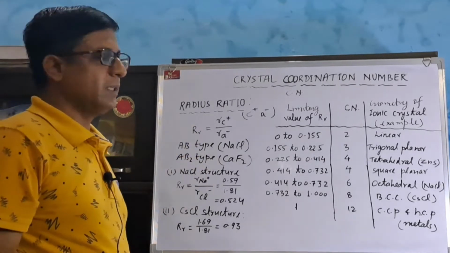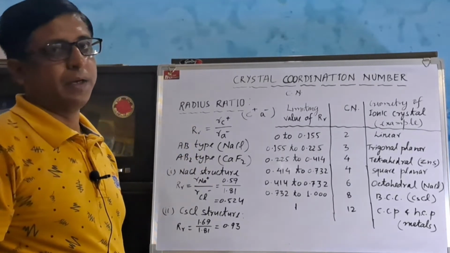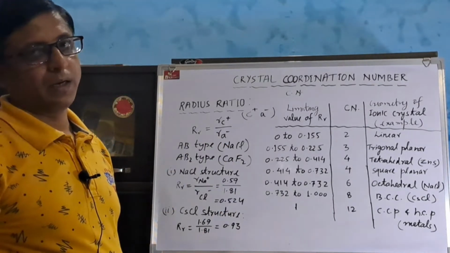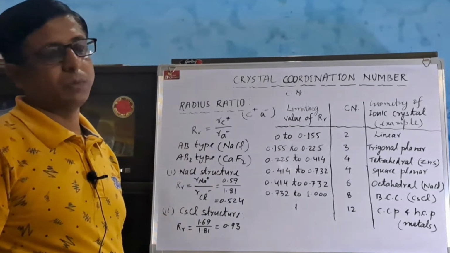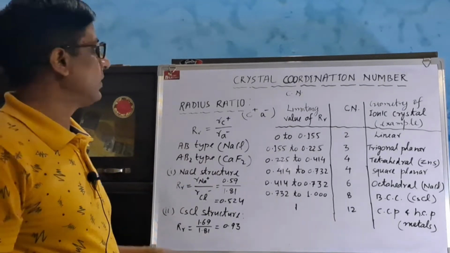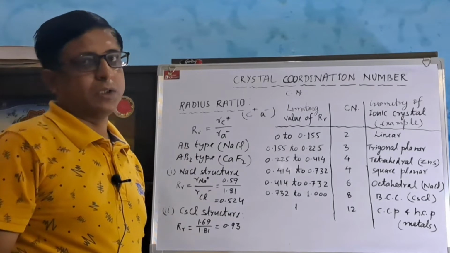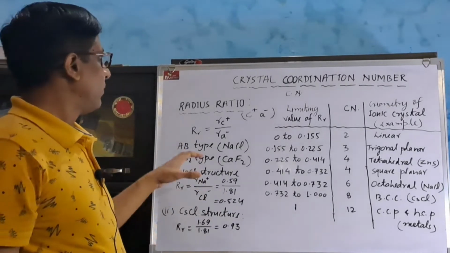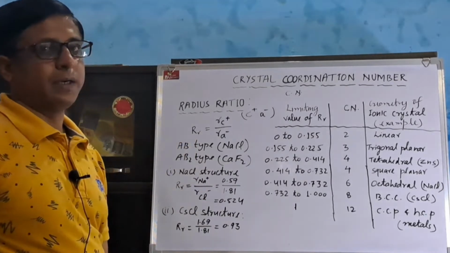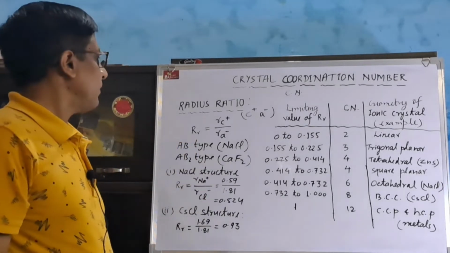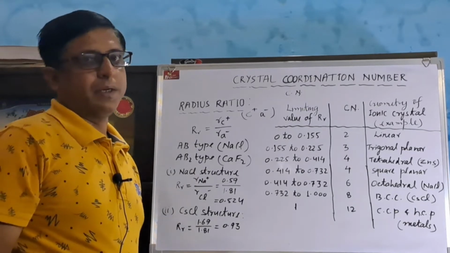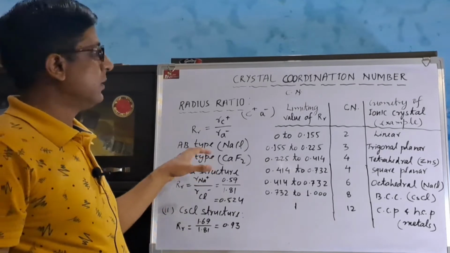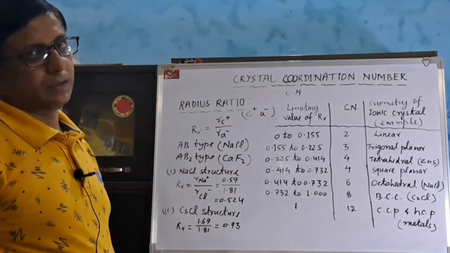With the help of this radius ratio, we can determine the coordination number of cation and anion and also predict the geometry of ionic crystals. This is known as the radius ratio effect. With the help of radius ratio, we can determine the coordination number of cation and anion and the geometry of the ionic crystal.